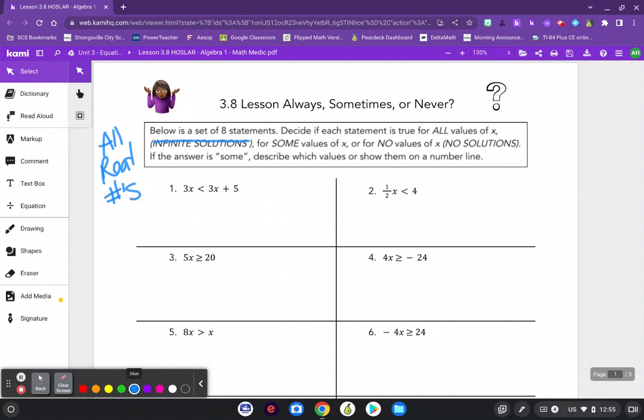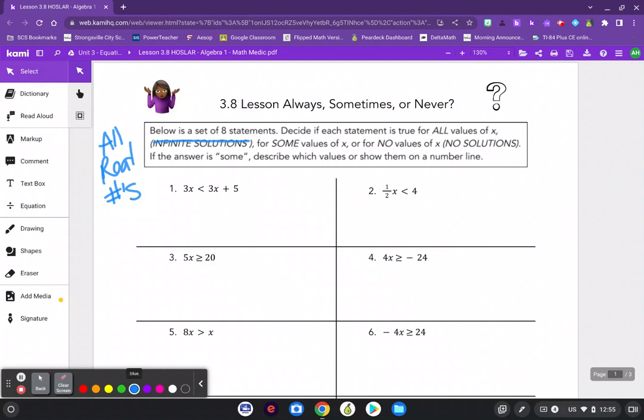For some values of x, or for no values of x, meaning no solutions. If the answer is some, describe which values or show them on a number line. And so we worked through 1 and 2, paused and talked, 3 and 4, paused and talked, 5, 6, 7, 8. So I'm going to work through these so you can see what the outcomes were.